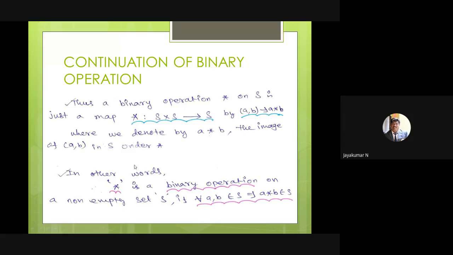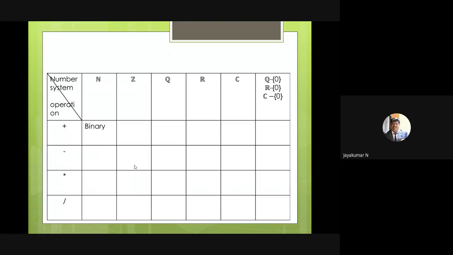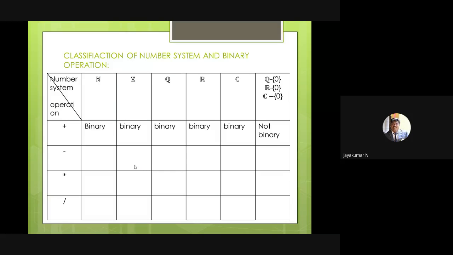Then we saw some examples. We will continue. I think up to this we have seen. Is it correct? Okay. See, one thing I can recall: try to prove not binary. If that fails, then you can conclude that it is binary. How do you prove not binary?